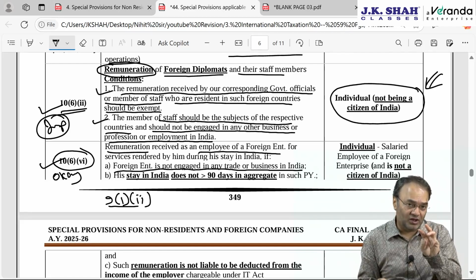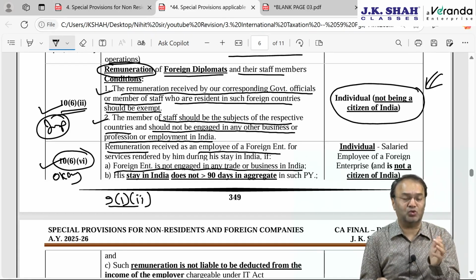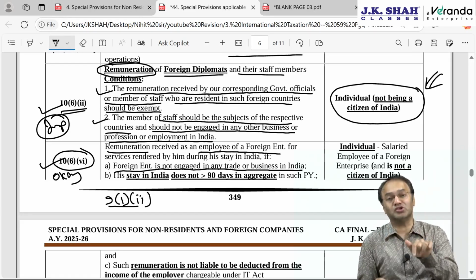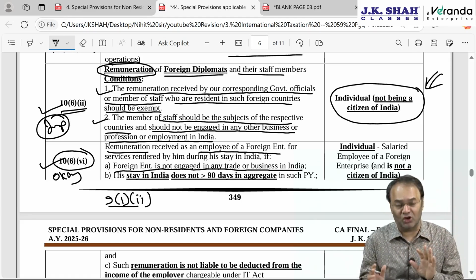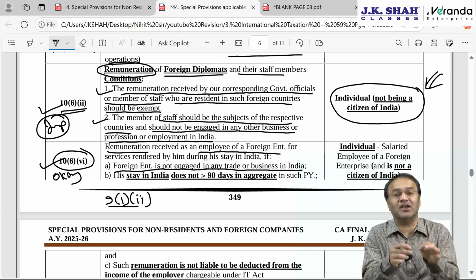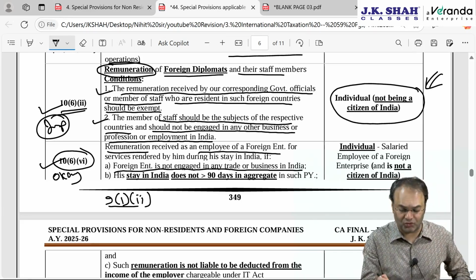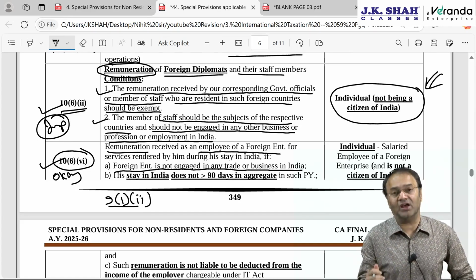So whatever business Maruti Suzuki is doing, we cannot say that Suzuki Motors is doing business in India. Suzuki Motors is not doing business in India. They are just earning royalty income. They have purchased 76% shares of Maruti Suzuki. They are earning dividend income and they are earning royalty income.